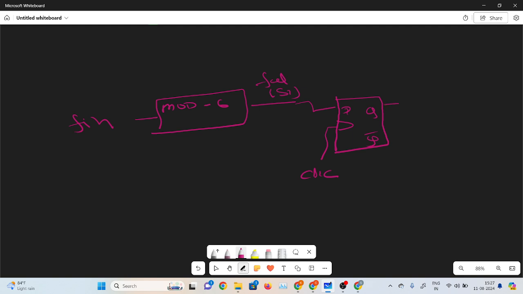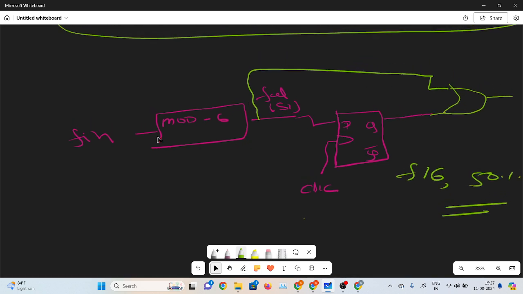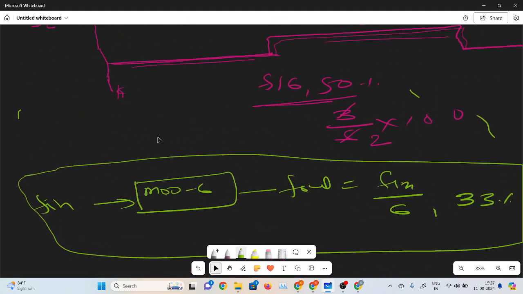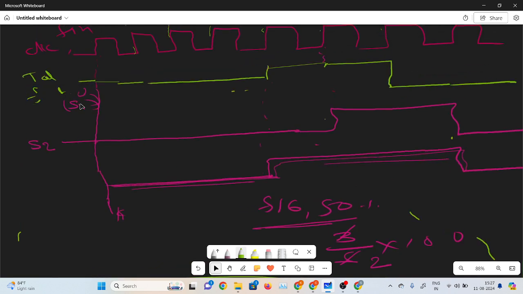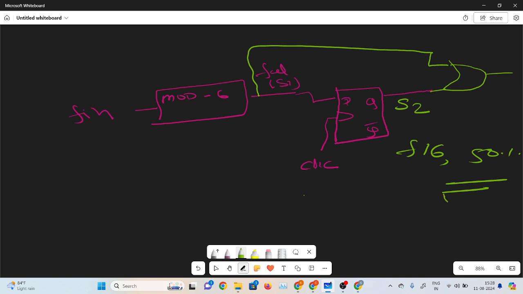It provides the 1 clock cycle delay. Now at the output I will connect an OR gate, with this input and this input. This is the one OR gate. So this is the complete circuit of an f by 6 circuit with 50% duty cycle. What I named S1 is the counter output, and after shifting, this is S2. After the OR gate, this is the f by 6 circuit with 50% duty cycle.